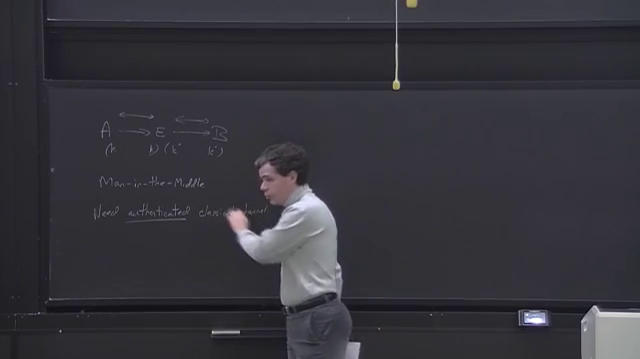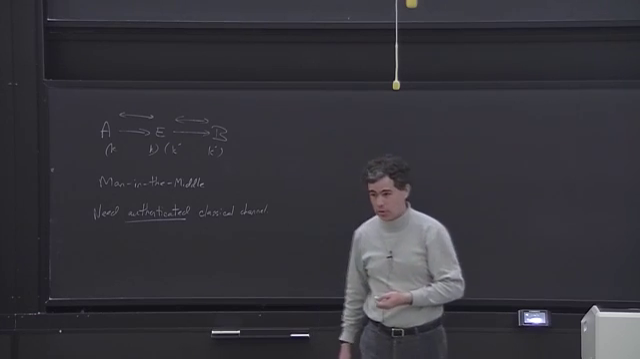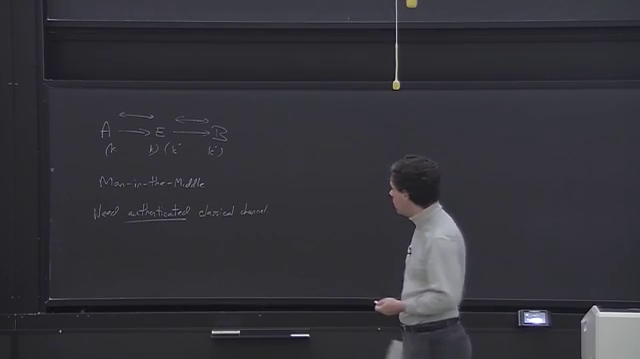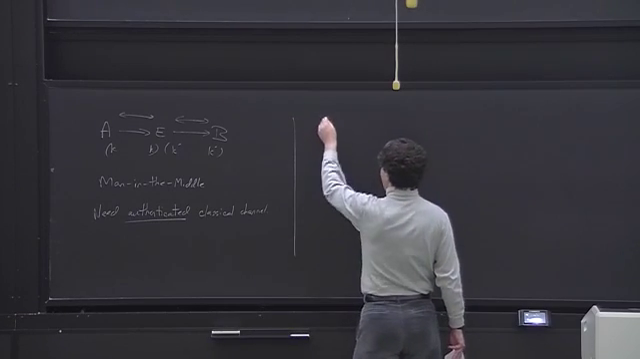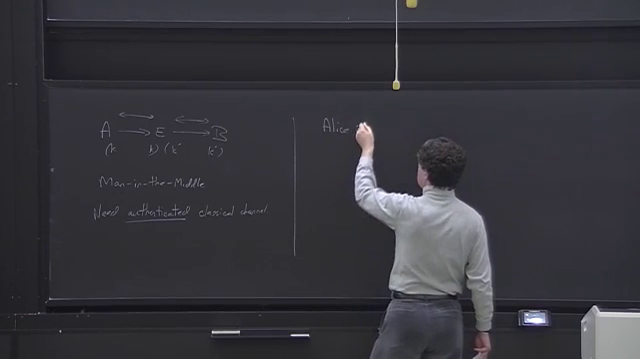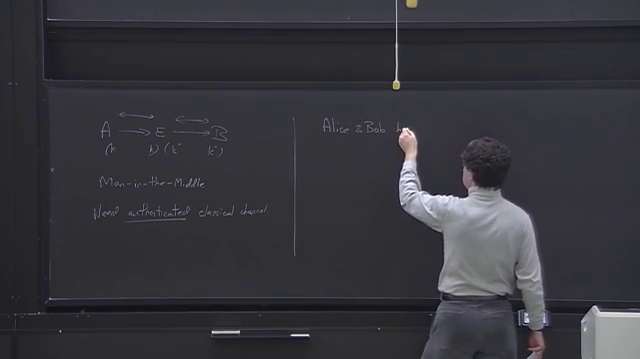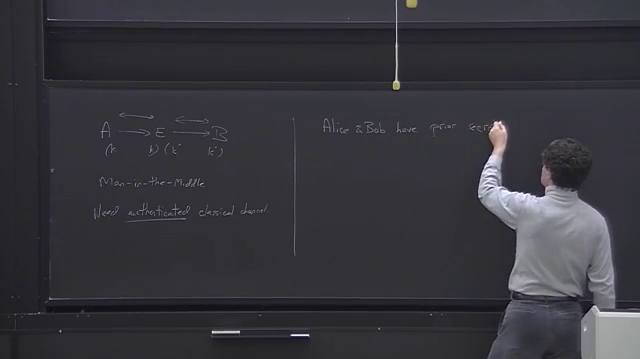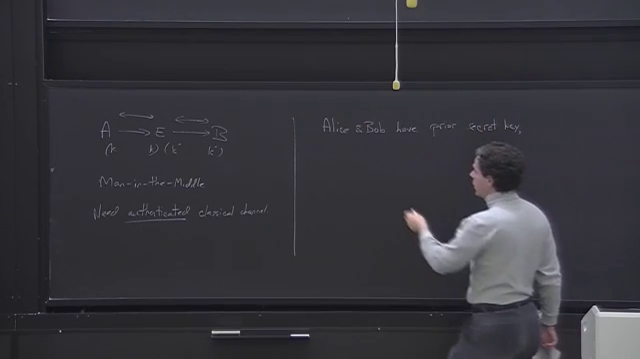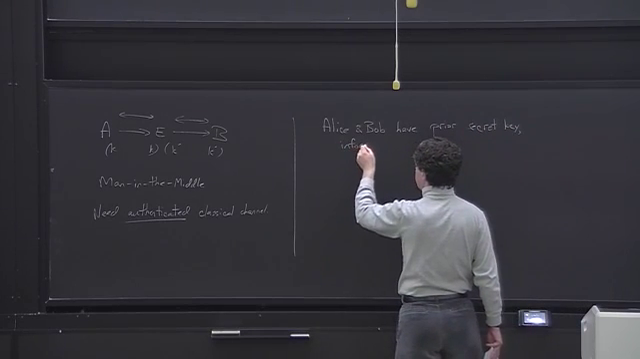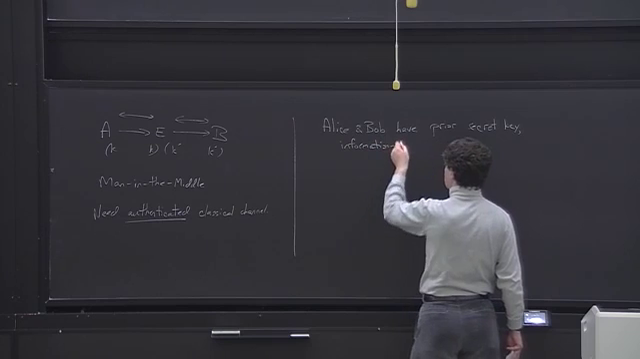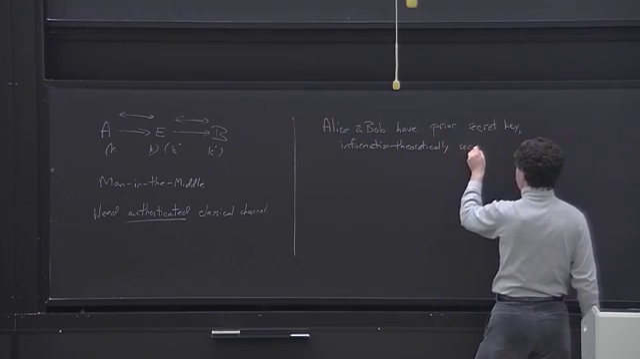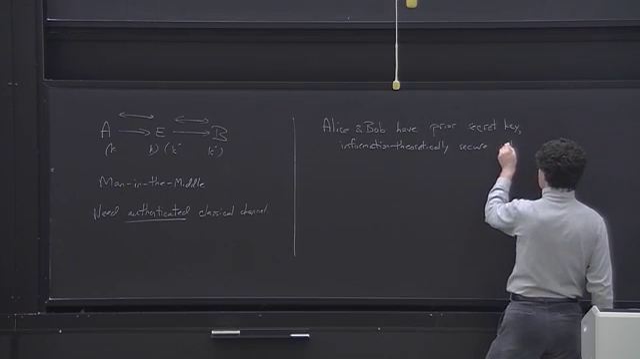Now, there are various possible solutions to this problem. How do you get this authenticated channel? The one that's the most secure and most compatible with QKD is this: if Alice and Bob have a prior secret key, then they can use that to do an information theoretically secure classical authentication.